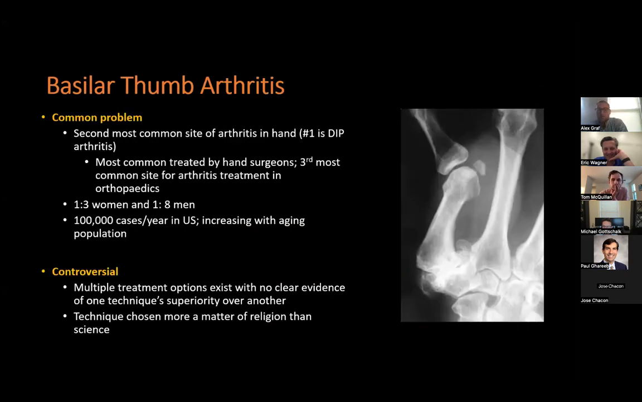So let's talk about basilar thumb arthritis. It's common in the fact that it's the second most common site of arthritis in the hand. It's the most common site of arthritis that's surgically treated. It has a female predominance, as I'll tell you, mostly due to ligamentous laxity. And it's controversial because there's multiple treatment options with no clear evidence of one technique's superiority over another.